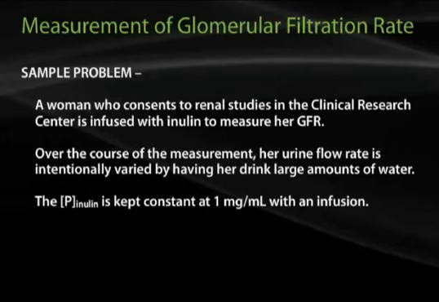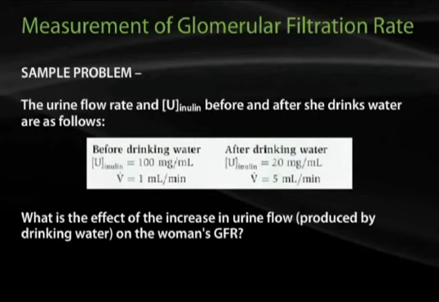A woman who consents to renal studies in the Clinical Research Center is infused with inulin to measure her GFR. Over the course of the measurement, her urine flow rate is intentionally varied by having her drink large amounts of water. The plasma concentration of inulin is kept constant at 1 mg per milliliter with the continuous infusion. The urine flow rate and urine concentration of inulin before and after she drinks water are as follows.